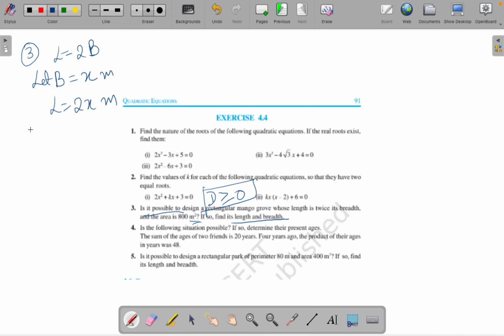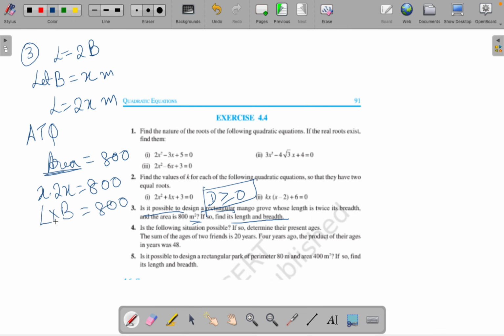Now, according to the question, it is given that the area is 800. So we know x into 2x is equal to 800. Area of a, what is the figure like? It is a rectangle. So length into breadth. So that is how we got the equation, right? Length into breadth is equal to 800. So we get x square is equal to 400.